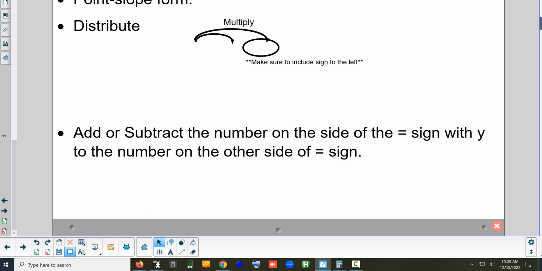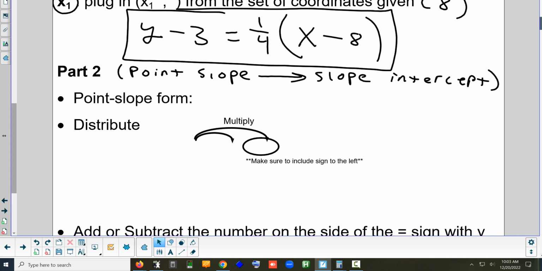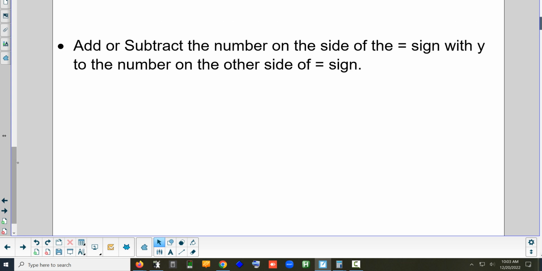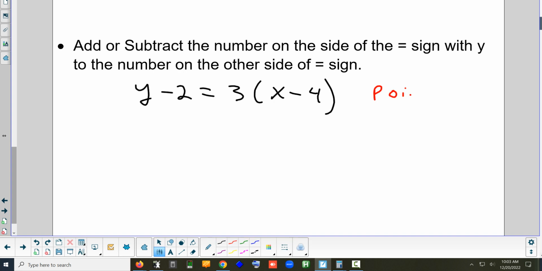You've got a little bit of space below that, so let me show you one example. I don't want to do this one because it has a fraction of 1/4. I want to do something without a fraction to start. So let's say you had a problem like y minus 2 equals 3 times x minus 4. So let's say you did a problem out, and that's the answer that you got in point slope form. Okay, so this is point slope. And we want to change it to slope intercept.